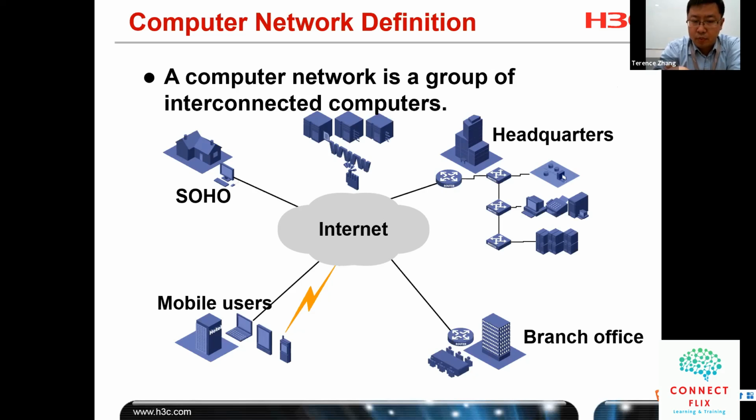This picture shows the basic definition of a computer network. It means connection. A computer network connects computers, no matter whether you are sitting at home or in your office or just using your mobile phone. No matter where you are, as long as you use the network, the computer network connects you together. This is the basic definition of a computer network: a group of interconnected computers. These computers build this computer network.